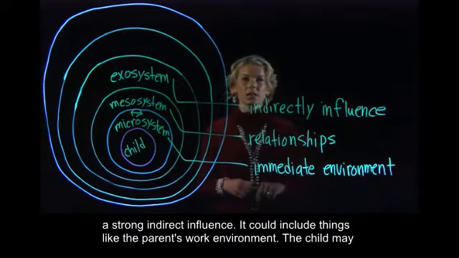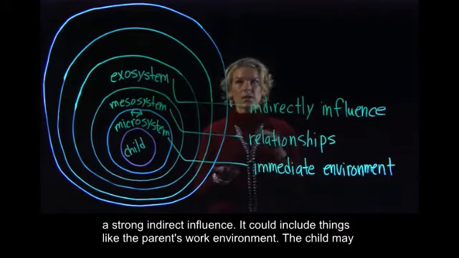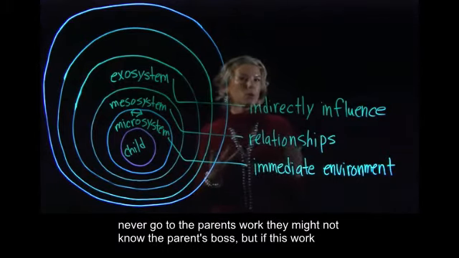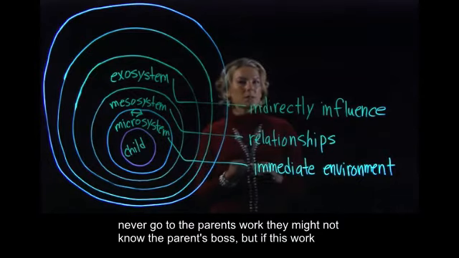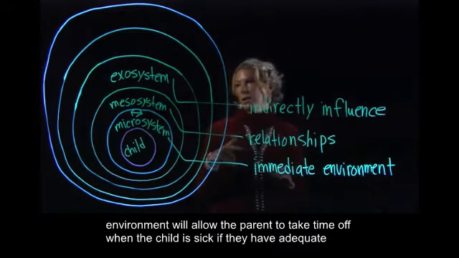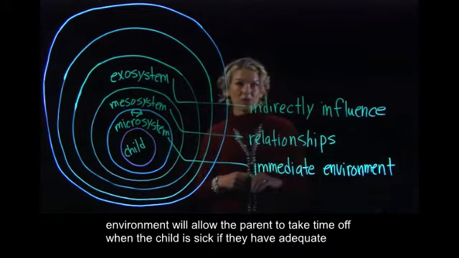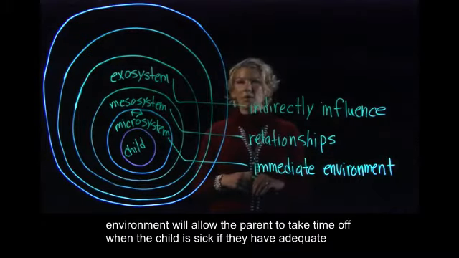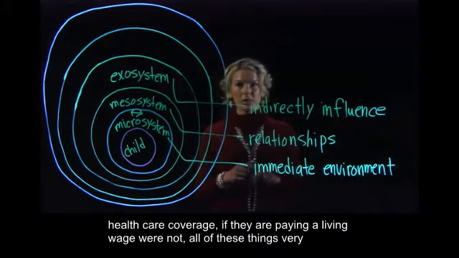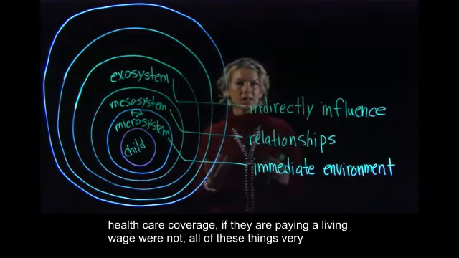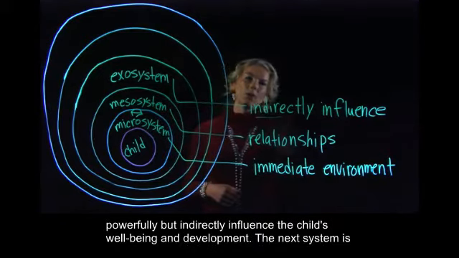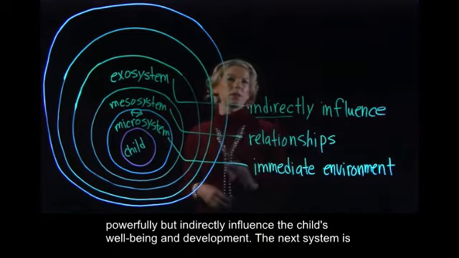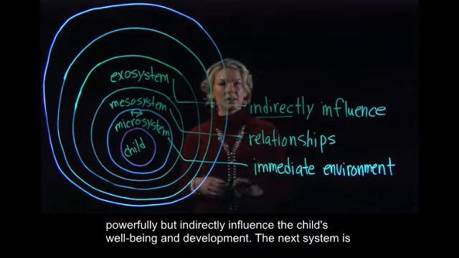It could include things like the parent's work environment. The child may never go to the parent's work. They might not know the parent's boss. But if this work environment will allow the parent to take time off when the child is sick, if they have adequate health care coverage, if they are paying a living wage or not, all of these things very powerfully but indirectly influence the child's well-being and development.